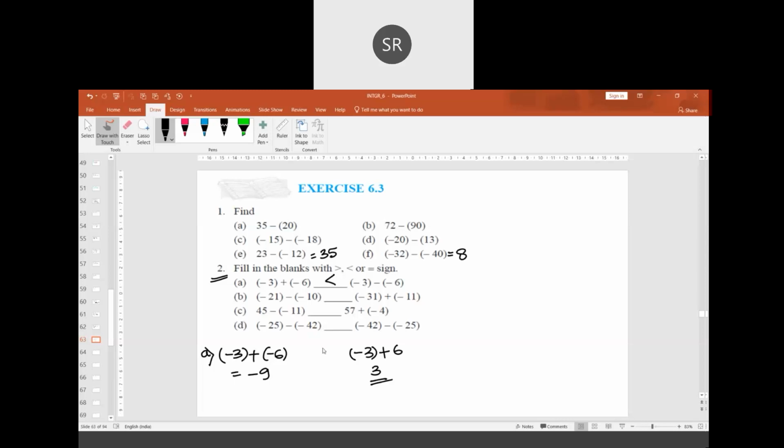Minus 21 minus, sir, minus 11. Correct. Minus 11 will be the answer for this. Very good. How about the second one? Plus minus 3 42.